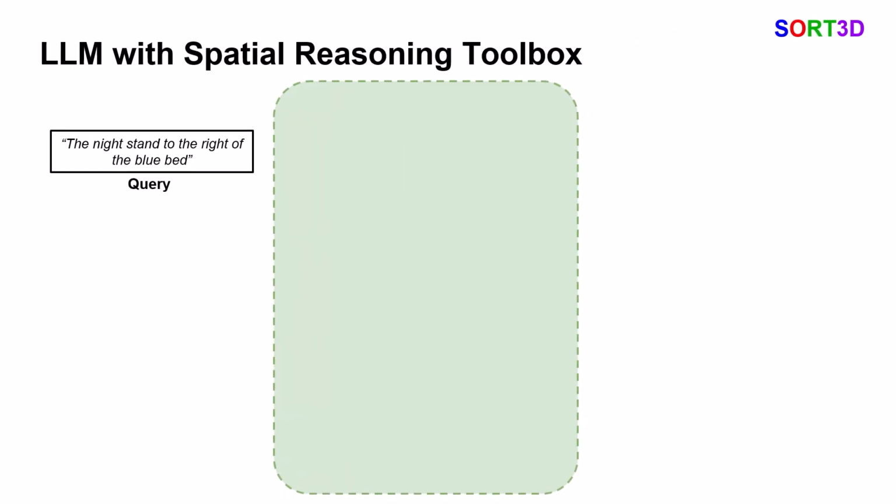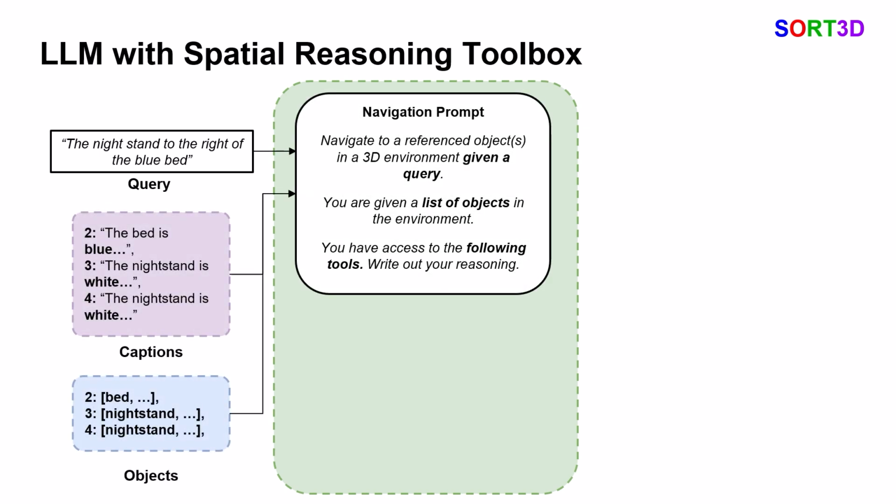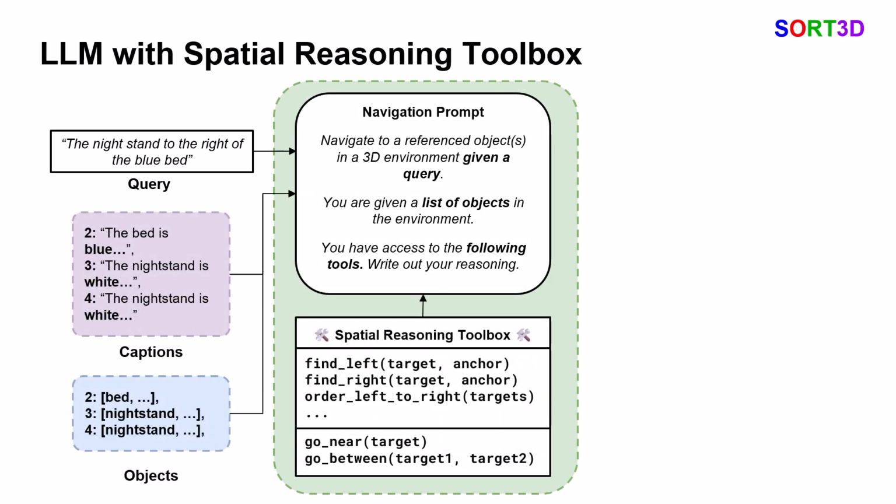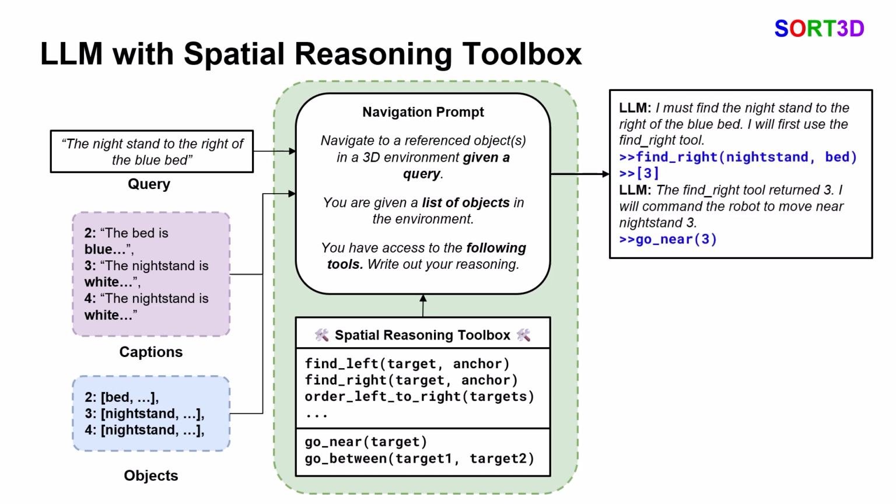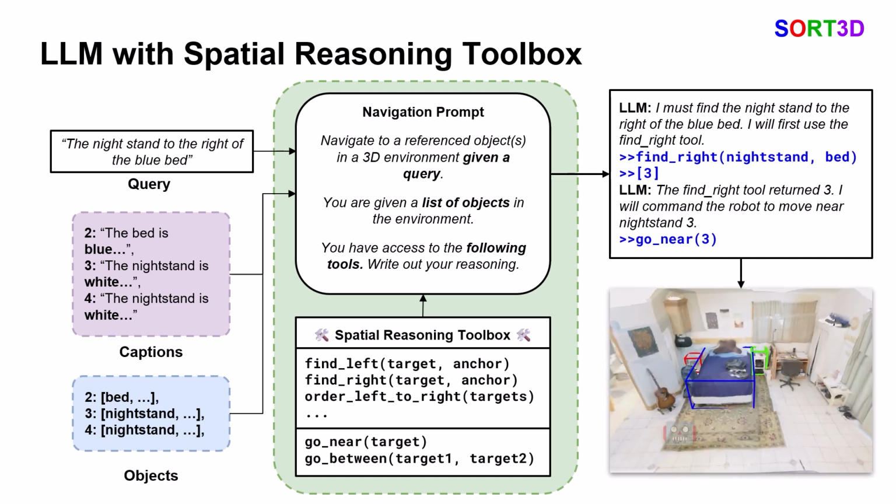Finally, the filtered objects and captions are sent to an LLM prompted to use a toolbox of search functions that are designed to abstract away any spatial and mathematical reasoning. The LLM uses the toolbox to perform multiple tool calls, and finally decides an object to navigate to.